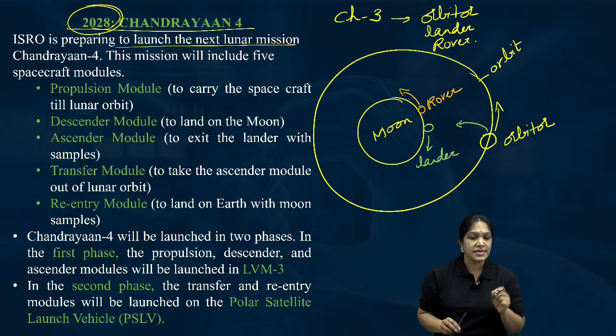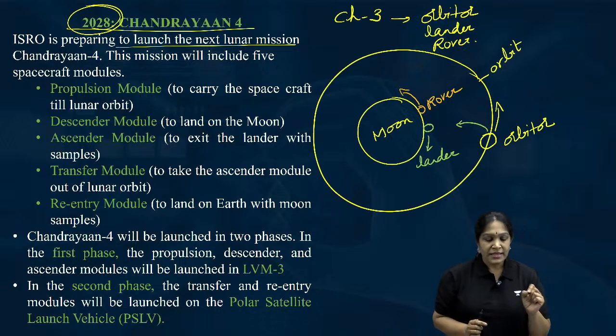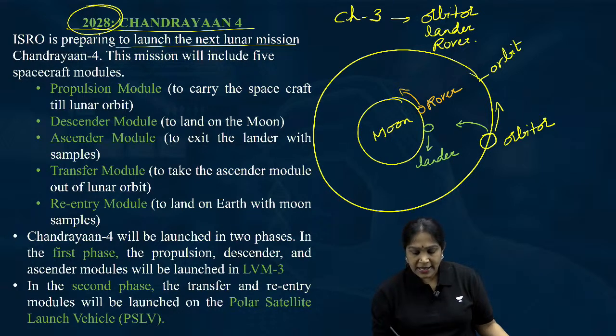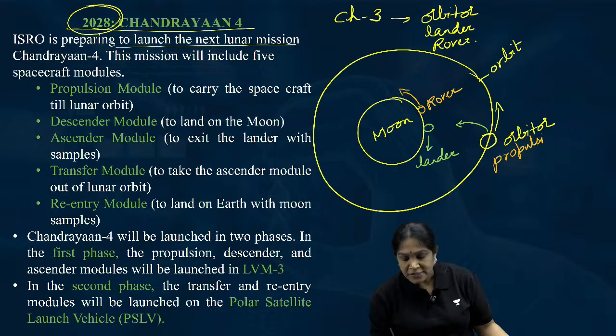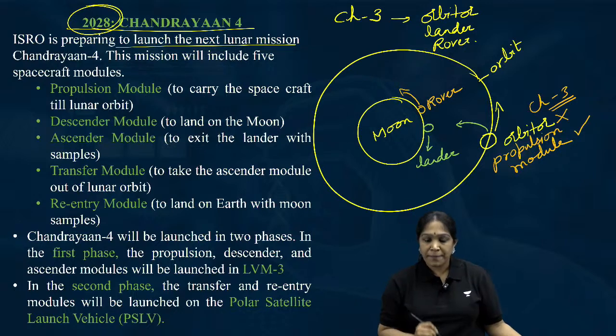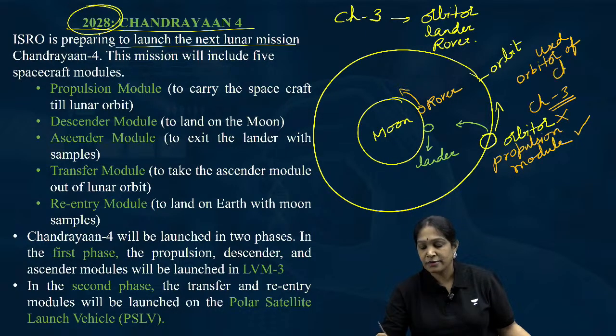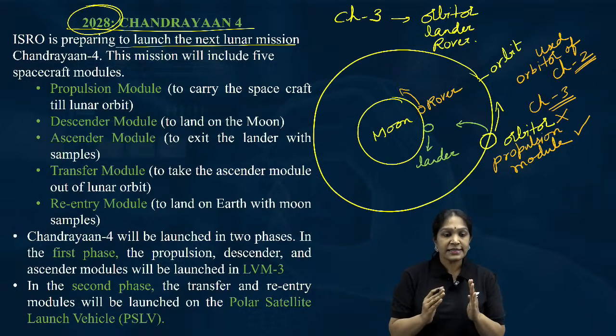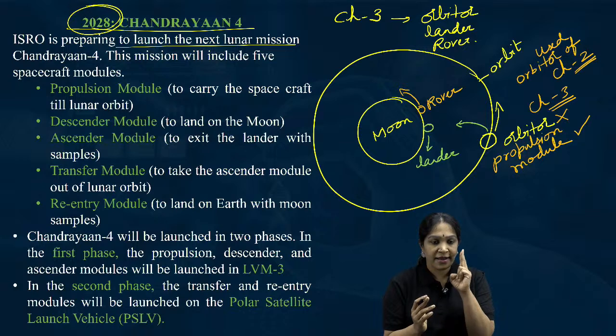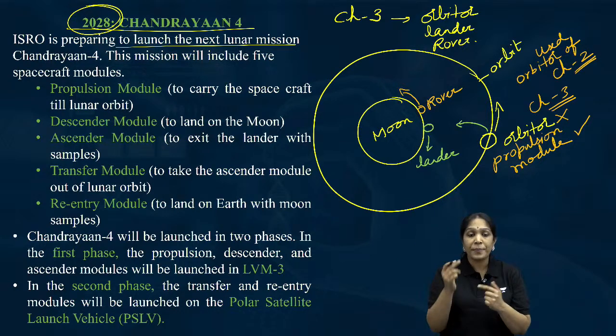These were the three components in Chandrayaan 3. Then, actually, Chandrayaan 3 did not have an orbiter, it had a propulsion module. Can anybody tell me why Chandrayaan 3 did not use an orbiter but used a propulsion module? Because it used the orbiter of, fill the blank, yes, very good, Chandrayaan 2. Chandrayaan 3 is using the orbiter of Chandrayaan 2. So it will have only the propulsion module.